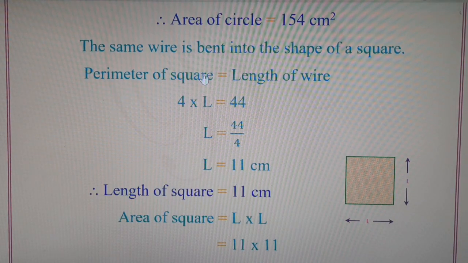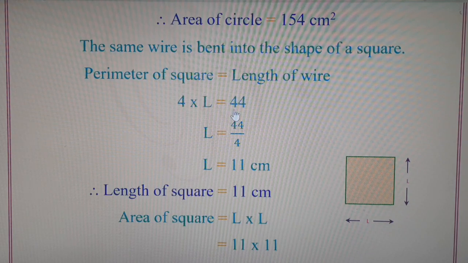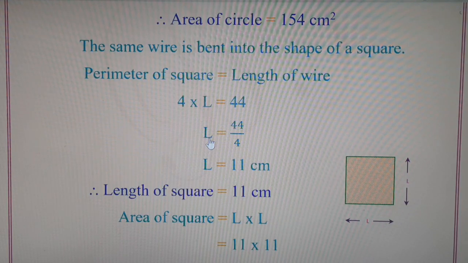So the perimeter formula will be substituted as 4 into L, and the length of the wire we already know as 44. So 4 into L is equal to 44 will be our step which we have to solve further. Where L is the unknown variable, we have to find the value of L, or L is known as the length of the square, and that we have to find out in order to find the area of the square. So first we will find out the length. So in order to find the length, the number next to it will be sent to the other side. All the numbers we have to solve together.